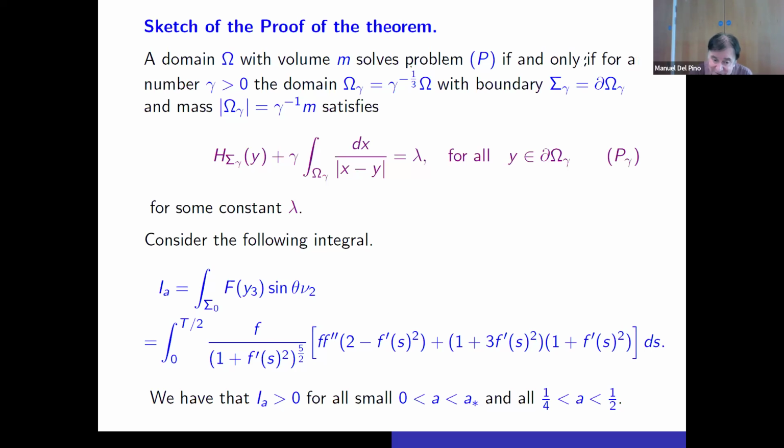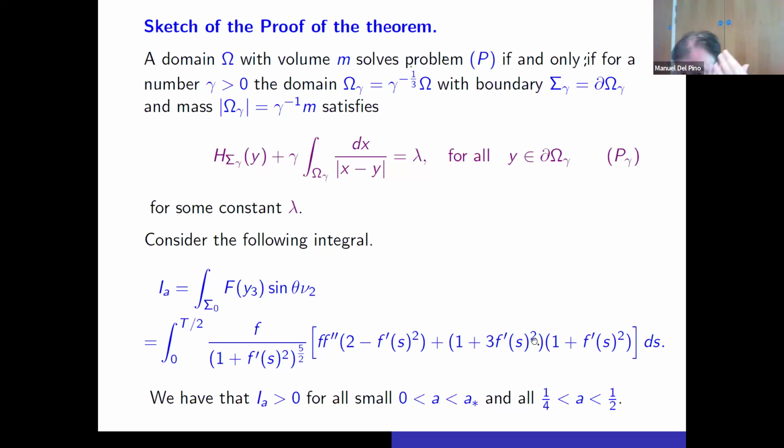However, we believe that more than this is true. What we have is that this integral IA is positive for all sufficiently small numbers A, neck sizes between 0 and some A star, or for all neck sizes bigger than 1/4 and less than 1/2, which is the limiting case. You may wonder what happens in between, and the question is that we do not know because we were not skillful enough to do the computation, but we strongly suspect that this integral is positive.